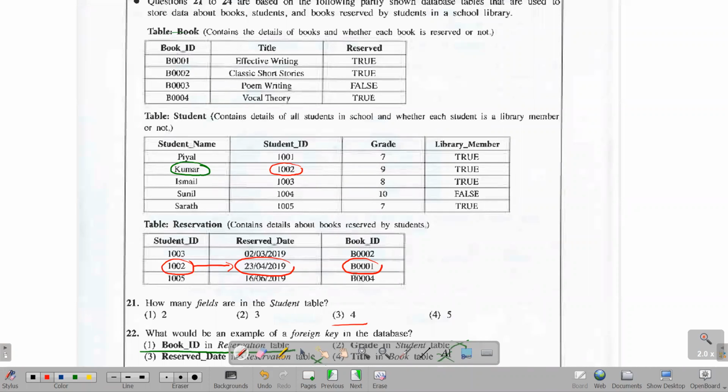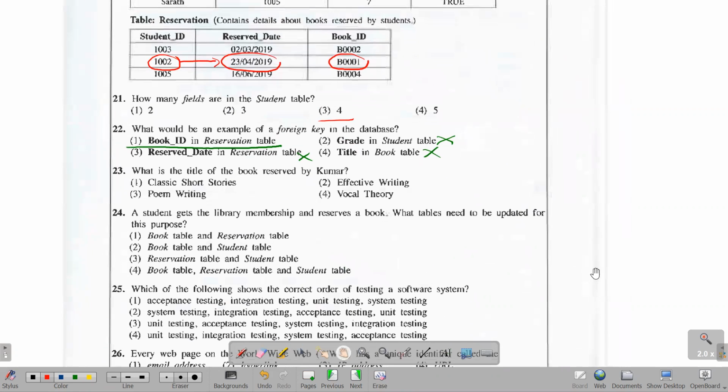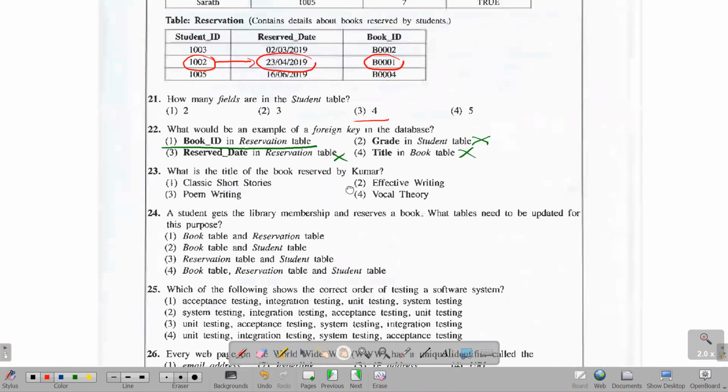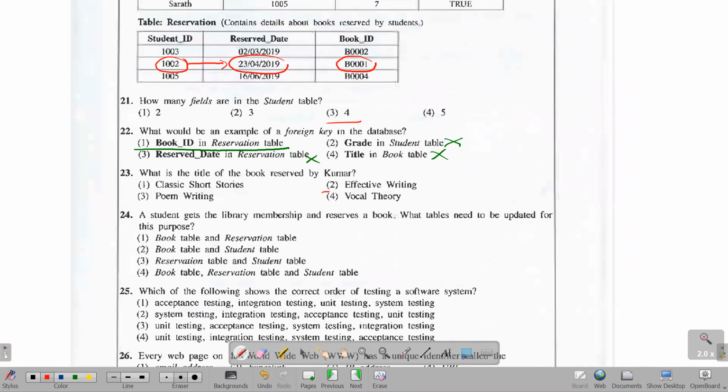So now since the book ID is B001, we can refer to the book table and find what the title is. So this is going to be the title, which is Effective Writing. So the answer is the second one. Kumar has reserved Effective Writing.